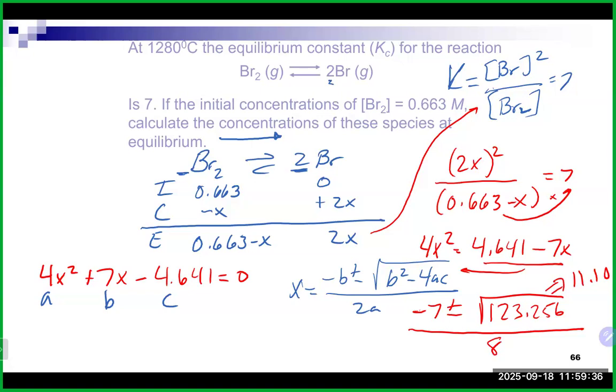Once again, this is going to give us our two x values. I'm going to do the plus first. So we're going to go minus 7 plus 11.10, divided by 8. That's going to give us an x value of 0.513. I'm going to do the minus now. So minus 7 minus 11.10, divided by 8, will give me a negative 2.263. That works. Any questions so far on that?